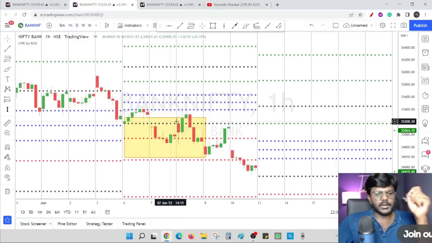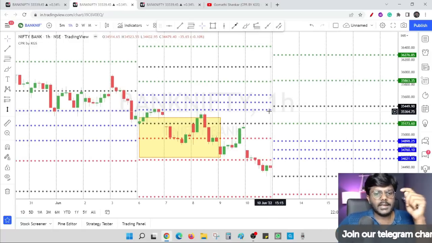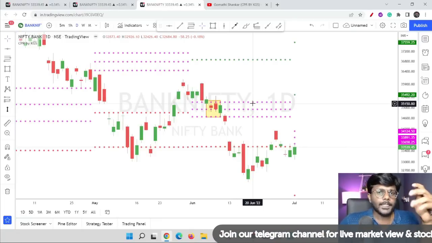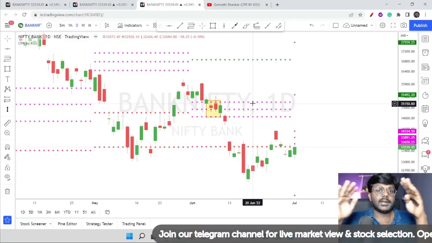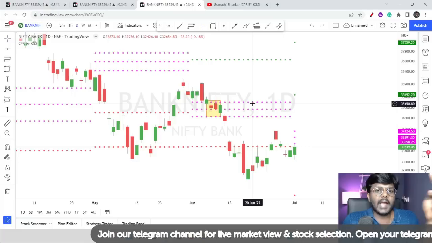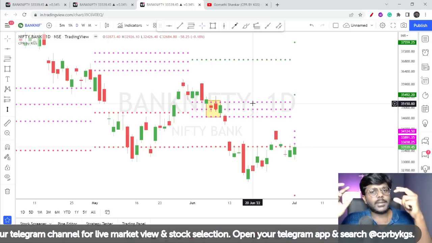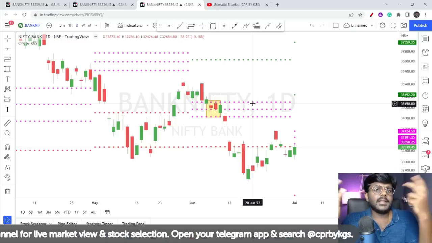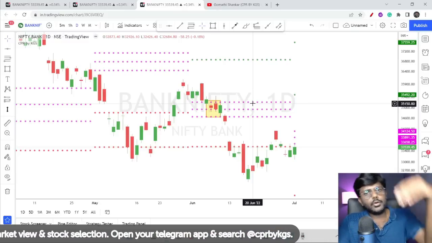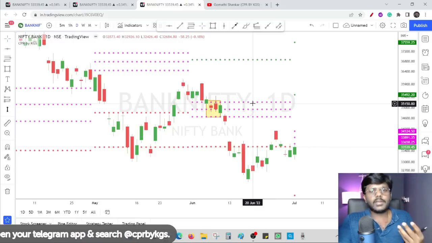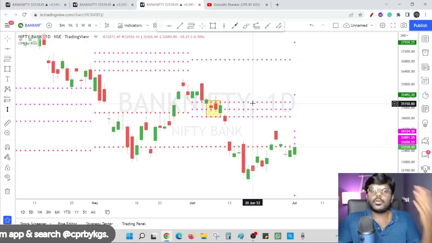On 6th, 7th, and 8th of June, we can clearly see the prices were inside monthly CPR. So, as per monthly CPR, the direction is not clear. As per daily chart, the direction is not clear. Because when the prices are inside monthly CPR, anything can happen. The market can go up and bulls can prove their strength. The market can come down and bears can prove their strength. So the direction is not clear.